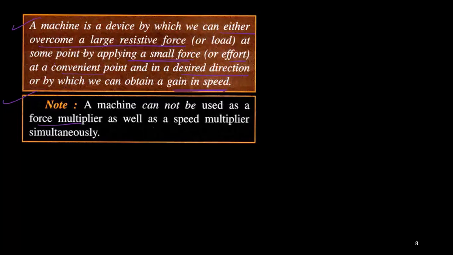That means if I go for one particular machine which is used to lift a heavy load, that is basically used as a force multiplier. So that particular machine cannot be used simultaneously as a velocity multiplier. Both cannot be achieved simultaneously. At a single point, once I'm getting the force multiplier, then I'm getting the speed multiplier in some other situation. Both are not to be achieved at the same point.